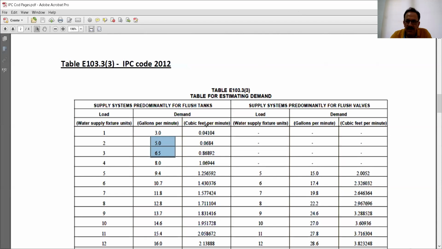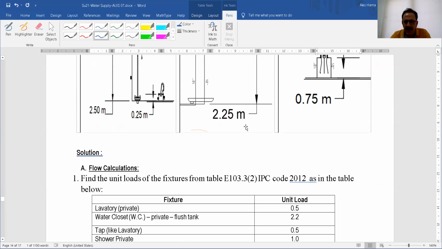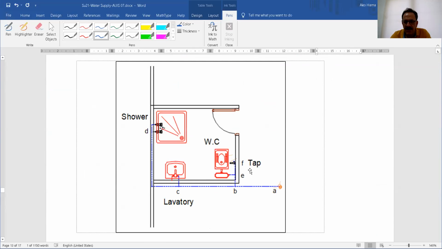So flush tank, yeah. Between 5 and 6, so it will be 5.3 by interpolation. Now the flow will need it 0.003. So this is for pipe AB. Then the pipe AB, here's the pipe AB.